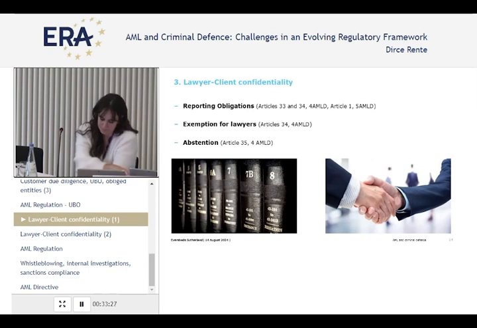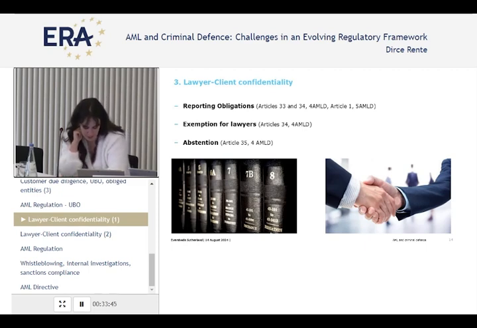And basically, the current directive establishes in these articles that a lawyer shall inform the National Financial Intelligence Unit when he knows, suspects, or has reasonable grounds to suspect that the funds which form part of the transaction are the proceeds of criminal activity or are related to money laundering or terrorism financing. There's a very specific and important provision, which is that member states may allow bars to take over this reporting duty. And this has actually happened in several member states, which means that lawyers would then be obliged to report not to the Financial Intelligence Unit, but to their professional bars.